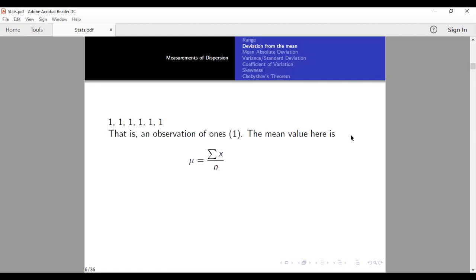So the mean, and remember we said we only consider the population mean, is now 1 plus 1 plus 1 plus 1 until you reach the last one. 6 ones will give us 6, and 6 over 6 is 1. Now, what does this mean? It means the mean is a perfect describer of the values.